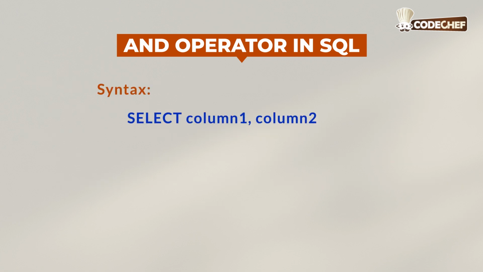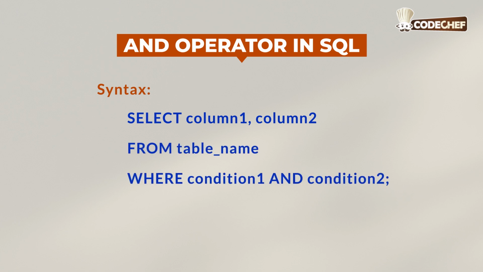Syntax. SELECT column 1, column 2 FROM table_name WHERE condition 1 AND condition 2; So here we are using the SELECT command and then using WHERE we are adding multiple conditions. Then with the help of the AND operator, we are combining these conditions in such a way that the record will be displayed only if it satisfied both condition 1 and condition 2.